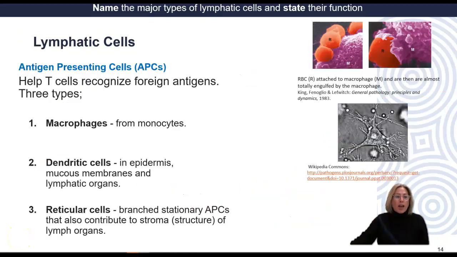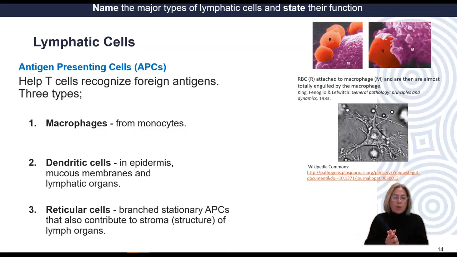We also have antigen-presenting cells, and again, more about this later. They help T cells to recognize foreign antigens, and there are three types of antigen-presenting cells. We have the macrophages, so those large tissue macrophages that are phagocytic, and they are derived from the white blood cell, the monocyte, right? Between you and me, the macrophage is my favorite cell. I just adore them. They just work so hard, cleaning up debris everywhere.